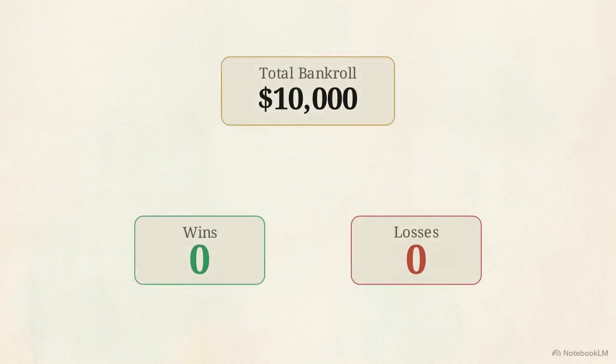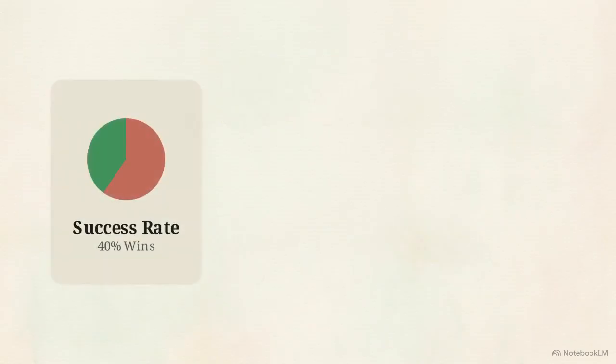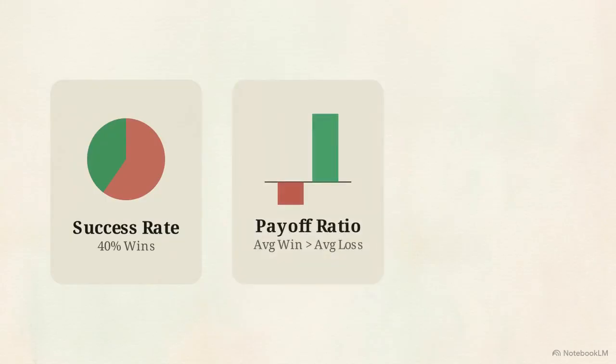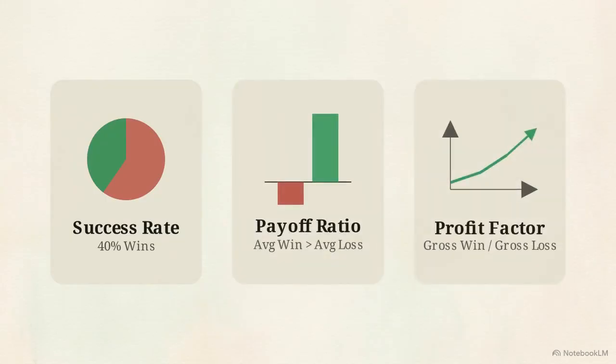If a trading strategy loses more often than it wins, is it a bad strategy? Look at these two counters. The red loss counter is clearly outpacing the green win counter, yet the total bankroll at the top steadily grows. To understand how that happens, we need to look past the raw win count. True performance relies on three specific metrics working together: success rate, payoff ratio, and profit factor.